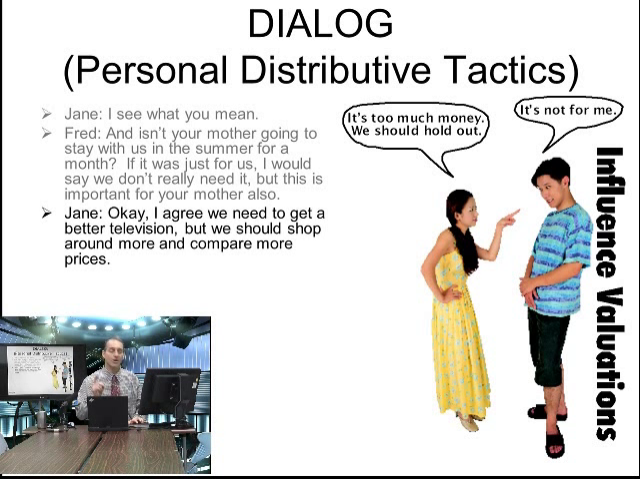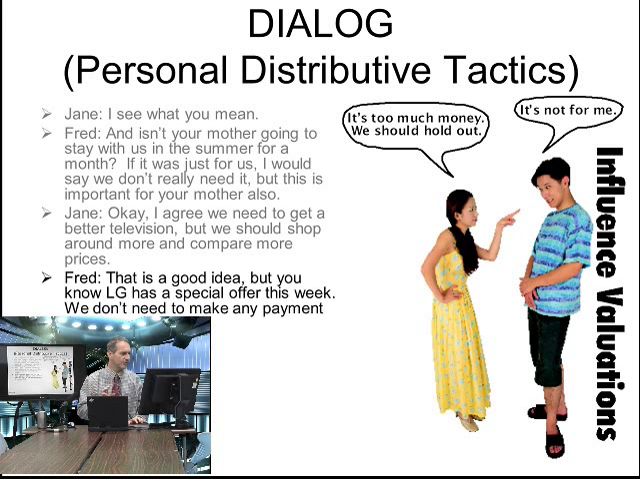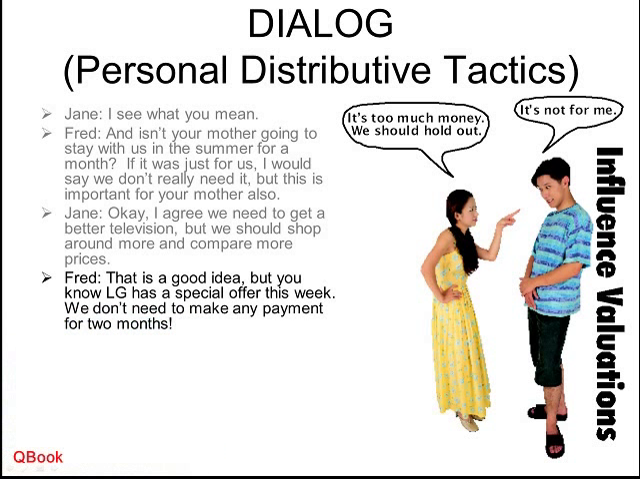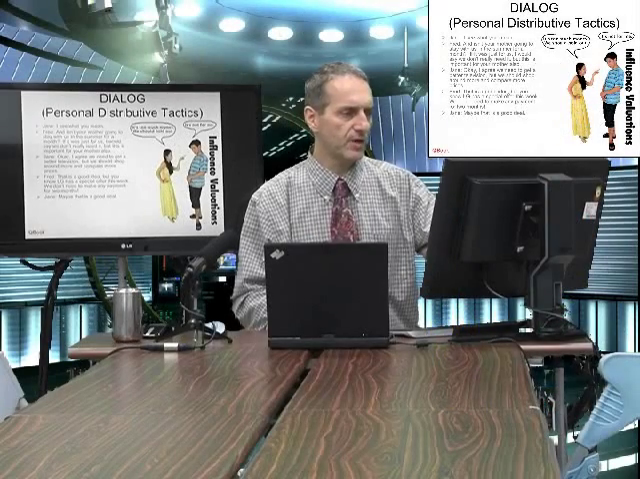And Jane says, okay, I agree we need to get a better television, but we should shop around more and compare more prices. So, what just happened there? Fred says, that's a good idea, but you know LG has a special offer this week. We don't need to make any payment for 2 months. And Jane says, maybe that's a good deal. So, if we look at this situation with Jane and Fred, I think it's a great little example, easy to understand.